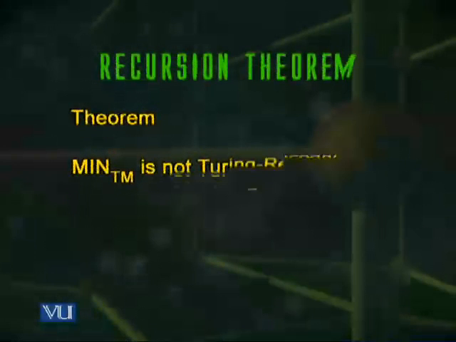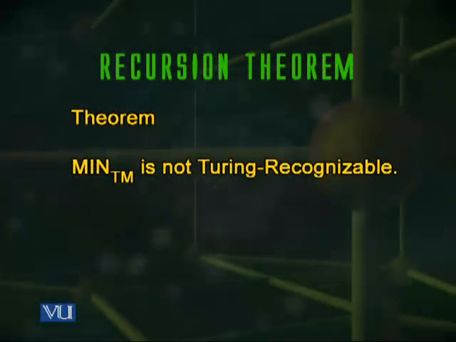Well, so min-TM is the set of all minimal Turing machines, all Turing machines which can't be made smaller. If we try to make them smaller, we cannot accept that language. Let's look at this set and say a few things about it. What we will prove is that min-TM is not Turing recognizable, and we will use the recursion theorem in order to do this. But before doing this, let's collect two simple facts about min-TM.